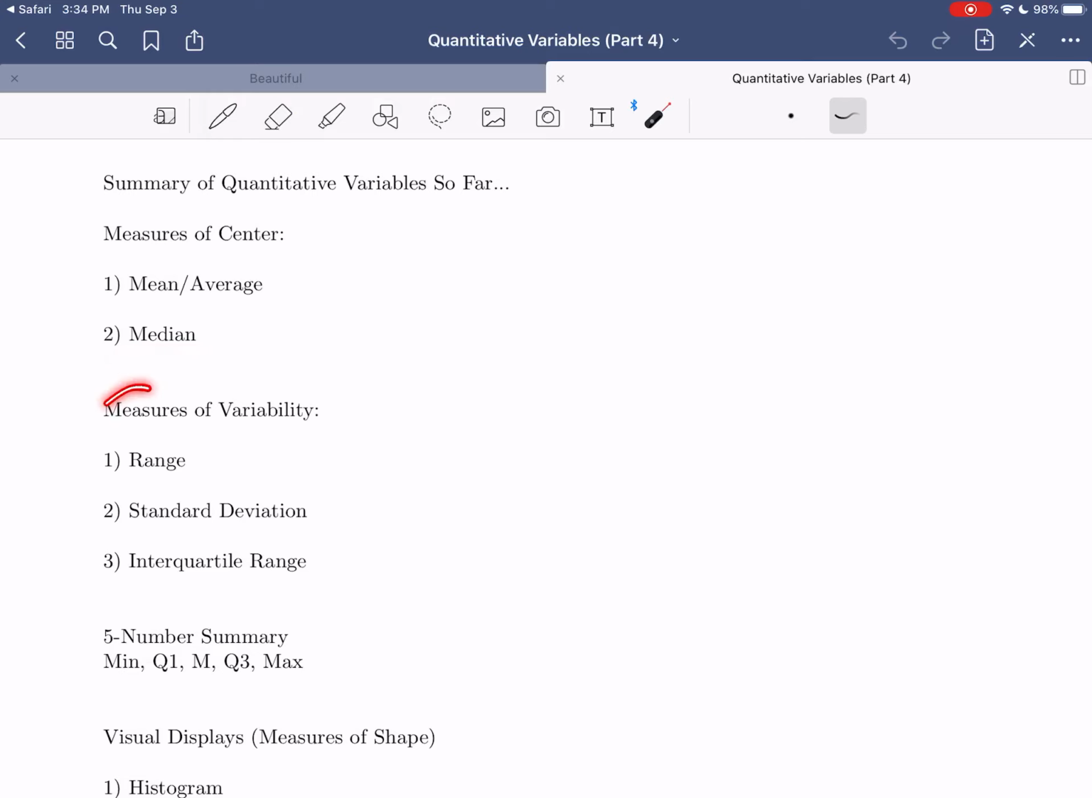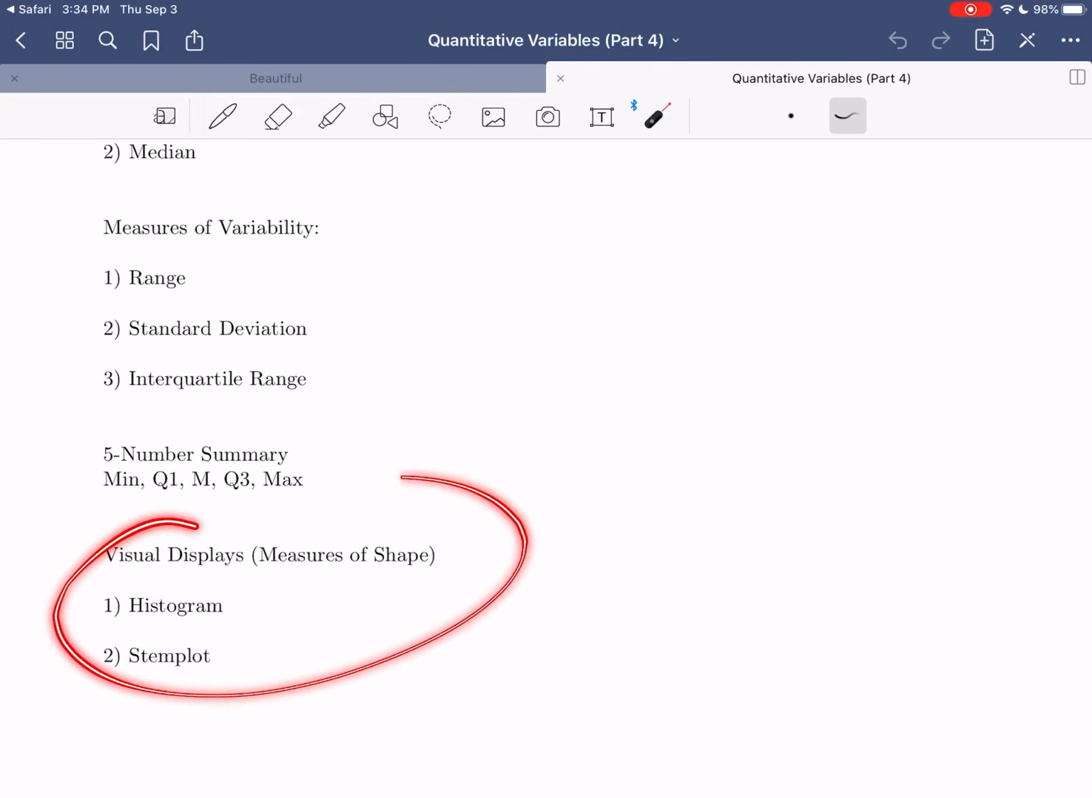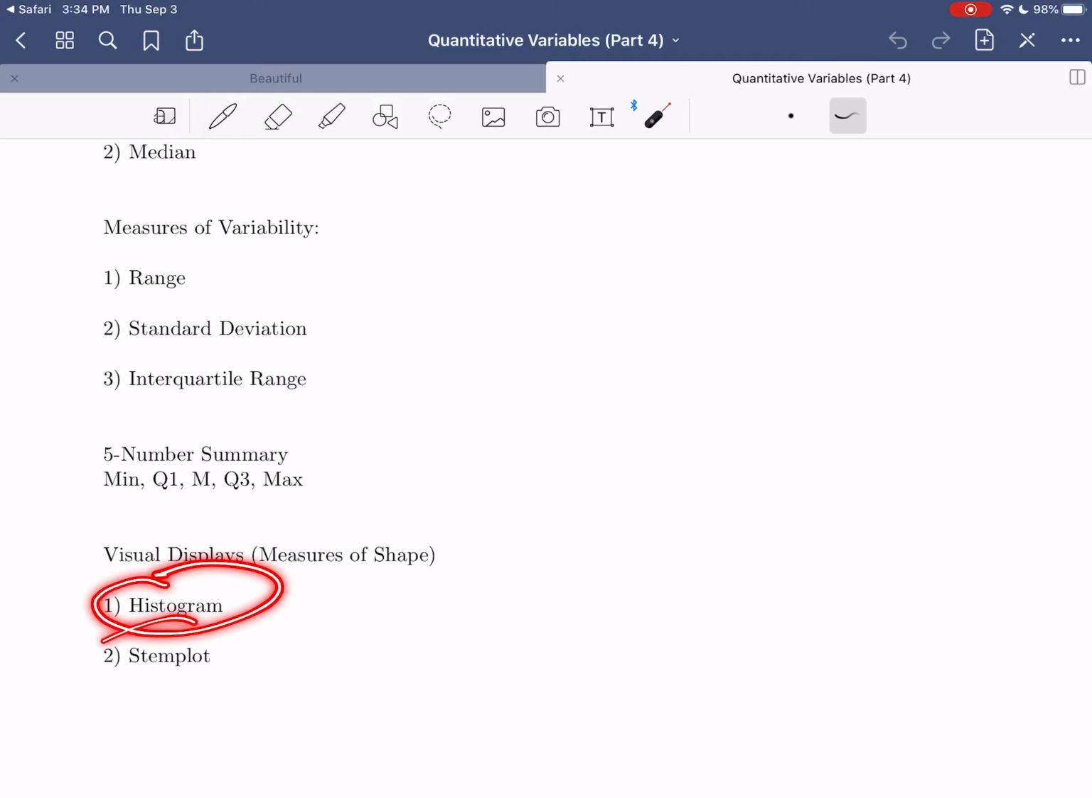We've also learned three measures of variability, the range, the standard deviation, and the interquartile range. We learned a nice summary to be able to give for quantitative data, which is called the 5-number summary and consists of the minimum, the first quartile, the median, the third quartile, and the maximum. And we've also seen two ways of visually displaying quantitative information, which is not only a nice way to help somebody see and understand the data, but it also helps us measure the shape of a quantitative data set. And those two visual displays were the histogram and the stem plot.